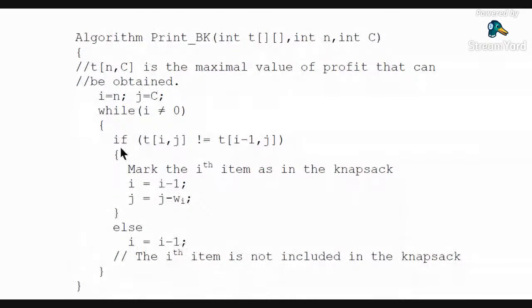The only difference between the if construct and the else construct is that in the if construct we are considering j is equal to j minus wi. Here we are not considering j is equal to j minus wi, because if the ith object is not included, then it will not affect the remaining knapsack capacity. We will go inside the loop when i is not equal to 0. At some point of time, i will become 0, then you come out of this loop.